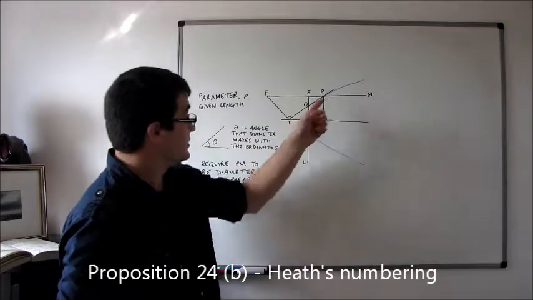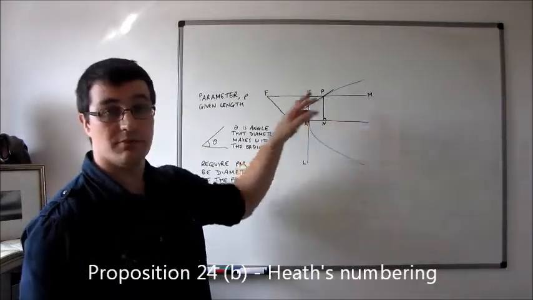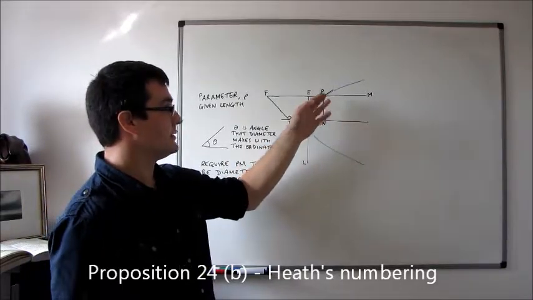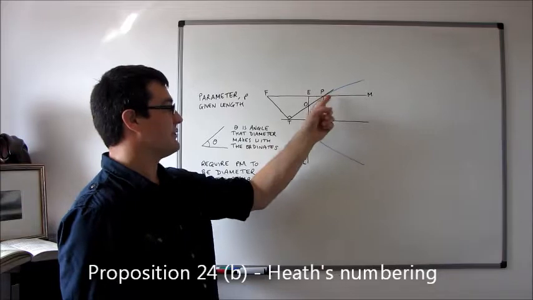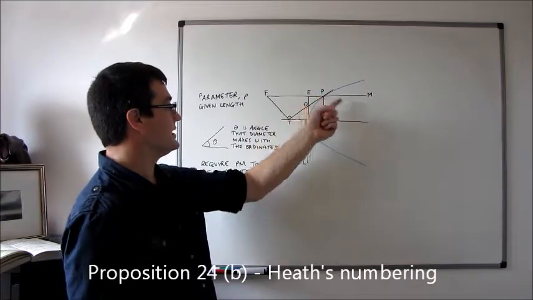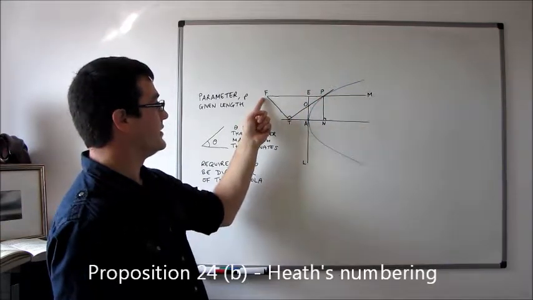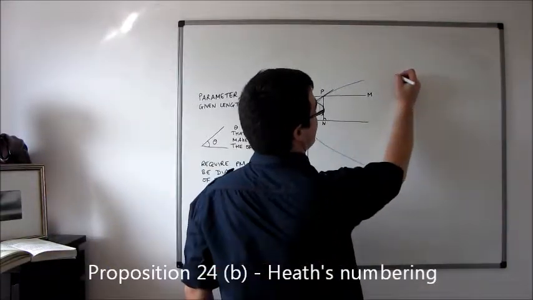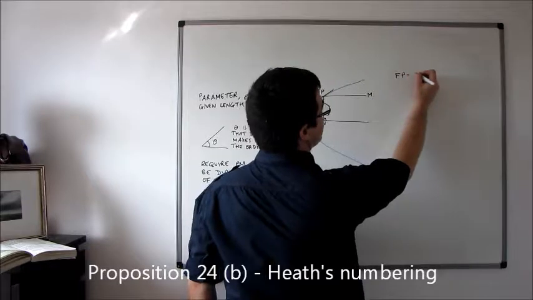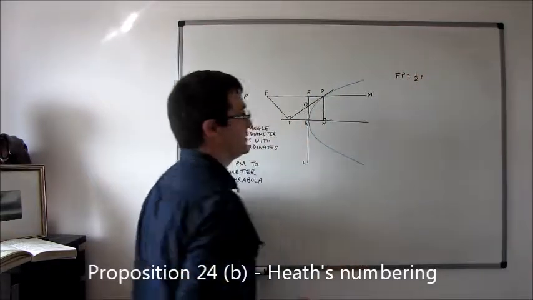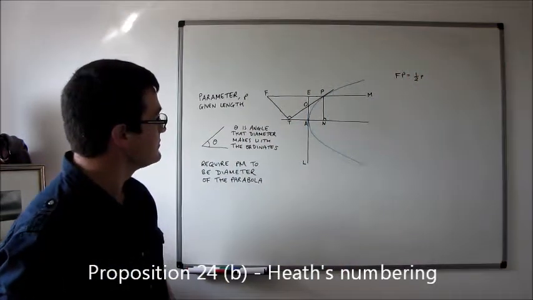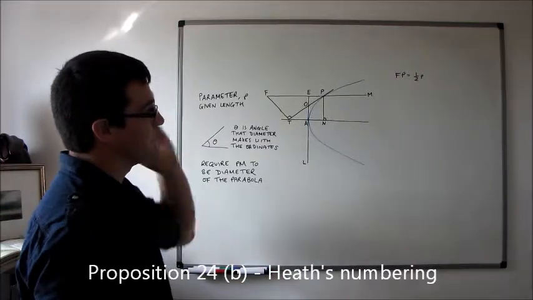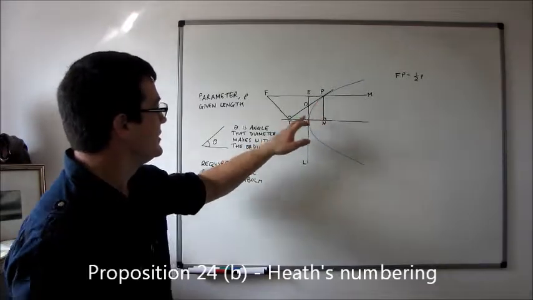Okay, so what we're going to do is produce PM in the direction away from M, from P away from M to the point F, in such a way that PF or FP is equal to a half lowercase p. This is guaranteed by Euclid's postulates that we can do that.